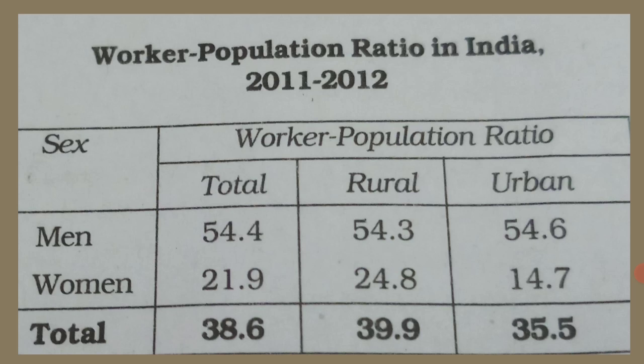Yes, go through the column here. Rural and urban, and men and women. The percentage of men in rural and urban. Take for example, men 54.3 and 54.6. In rural 54.3 and in urban 54.6, and women in rural 24.8 and in urban 14.7. Yes, in rural the women working population is more, that is 24.8. Why? Almost all the agricultural activities are carried out by women. So this is the best example given here. So this is the worker population ratio in India.